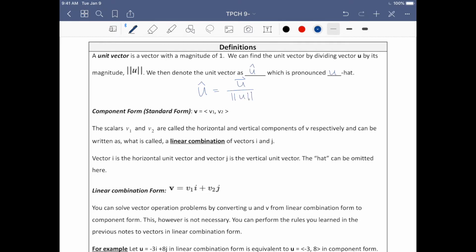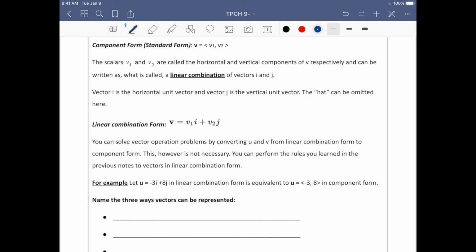And the magnitude of u is a number, so it's like scalar multiplication, if you think about this. So 1 over the magnitude is just a number. So if you multiply it by the vector like we've seen before, you can find the unit vector u hat.